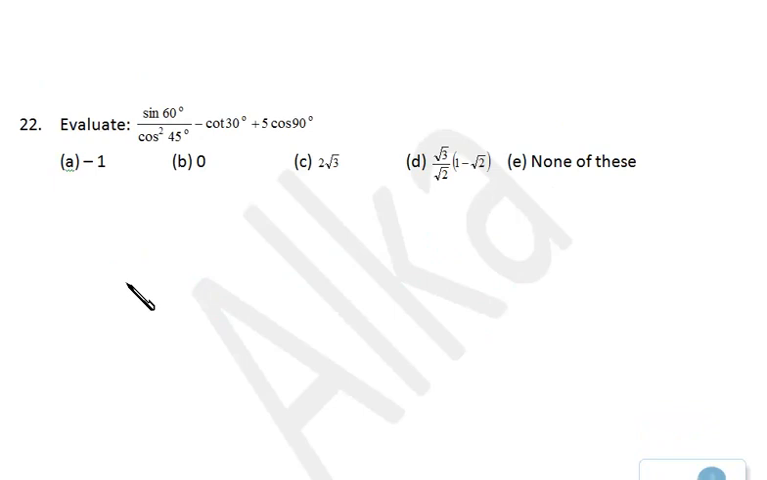Now let's do this. Solve. Sin 60 is root 3 by 2, cos 45 is 1 by root 2, so cos square 45 is 1 by 2, minus cot 30 is root 3, and cos 90 is 0, so that's finished. So that's root 3 minus root 3, 0. Okay.